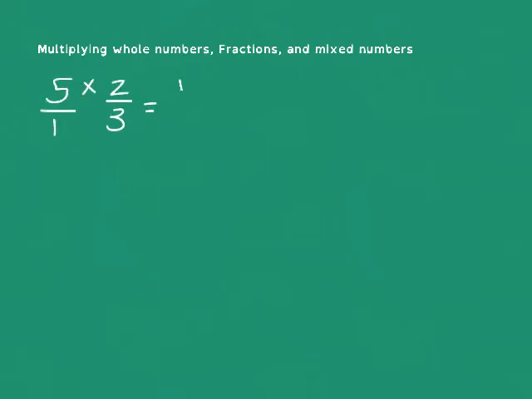So 5 times 2 is 10. 3 times 1 is 3. Now we need to make that into a mixed number. 3 goes into 10 3 times, and then there's 1 left over.